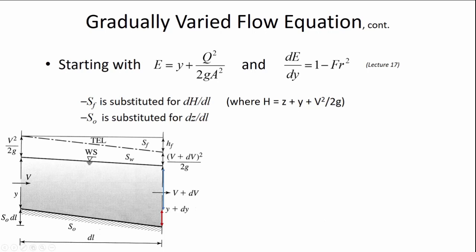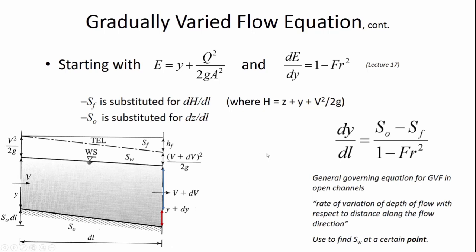So the slope of the energy grade line is the change in energy with respect to position, so that's S sub f. We're just saying the slope of our energy grade line is how much energy is changing with respect to the distance downstream. And then the slope of the channel, S naught, is dz/dl. It's how much elevation is being lost over this length, just channel elevation. So here's what we can do.